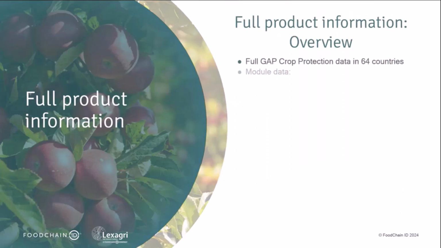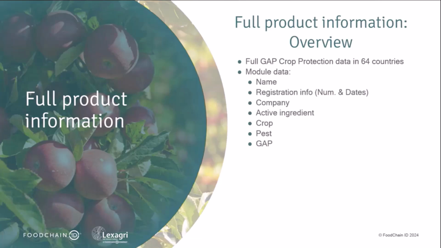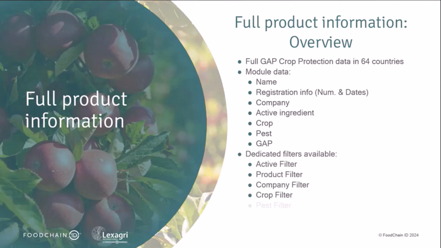Full product information contains use information from 64 different countries including product name, registration information, so this is registration numbers and registration or expiration dates, company details and all the necessary information related to active ingredient and crop together with the pest and the use data, that good agricultural practice data. This module also offers 7 dedicated filters that you can use to extract the information that you're looking for. These filters are active filter, product filter, company filter, crop and pest filter, phrase and advance filter.